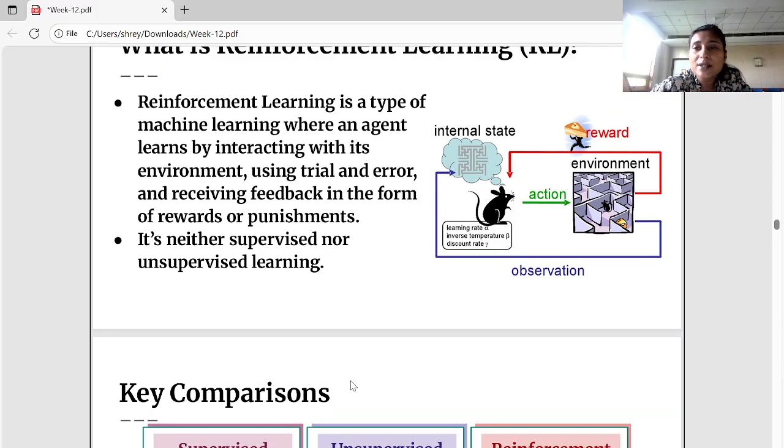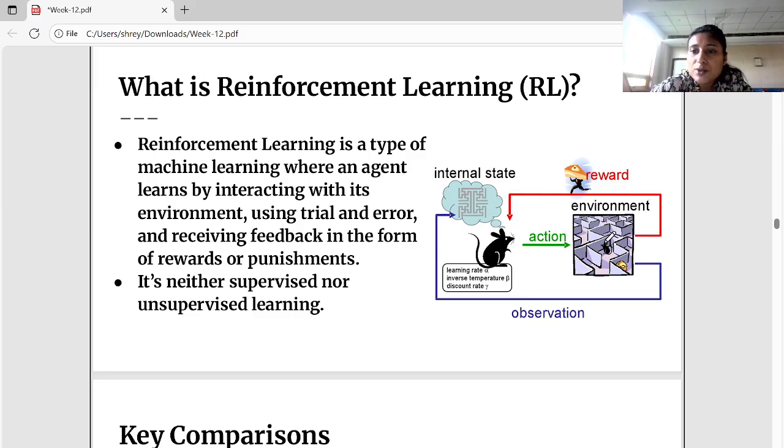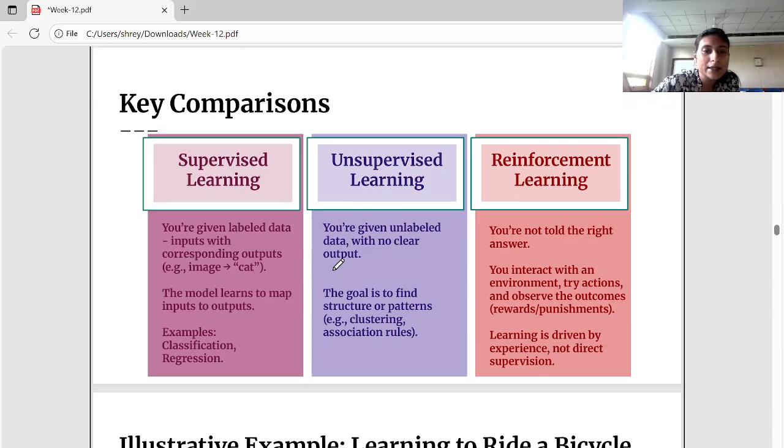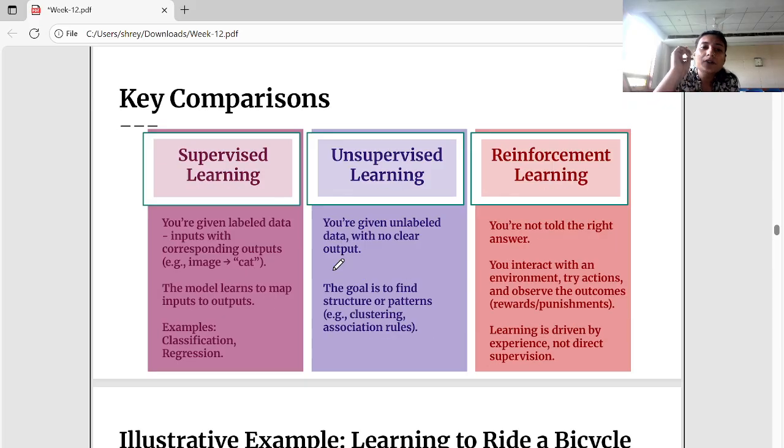As you can see from this diagram as well, there is an agent. Generally we talk about the agent. This agent has some environment and it will take some action. Using that action, there will be some reward or punishment. These rewards and punishments make the agent intelligent. So how to do that? Let's see.